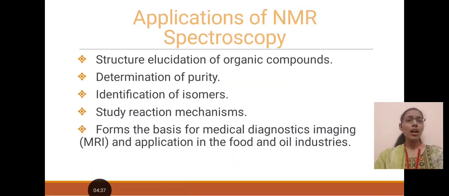Next, applications of NMR spectroscopy. Structural elucidation of organic compounds, determination of purity, identification of isomers, study of reaction mechanisms, and it forms the basis for medical diagnostic imaging, that is MRI, and applications in the food and oil industries. Nowadays all are using these in the food and oil industries also.